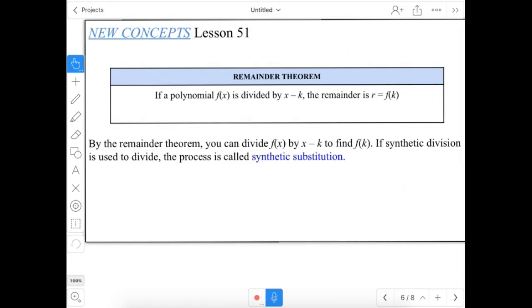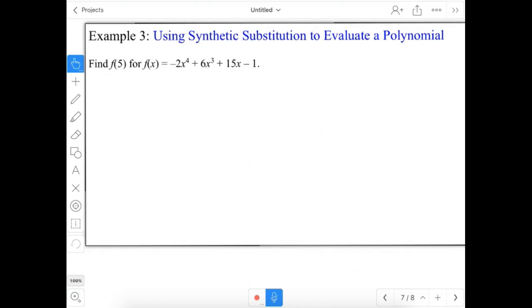So what does this mean? When we plug in a number k into a function, our remainder ends up being the value of the function at that k. So let's try that out.